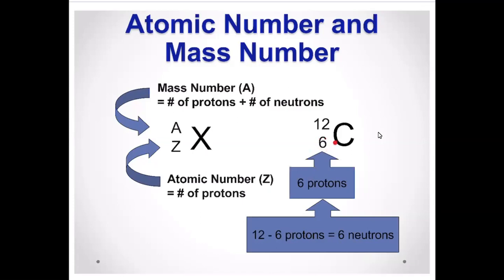And over here in the lower left-hand side, that is the Z, that is the atomic number, which is your number of protons. So your number of protons is written on the lower left, and in the upper left is the mass number, which is the protons and the neutrons that are found in the nucleus.